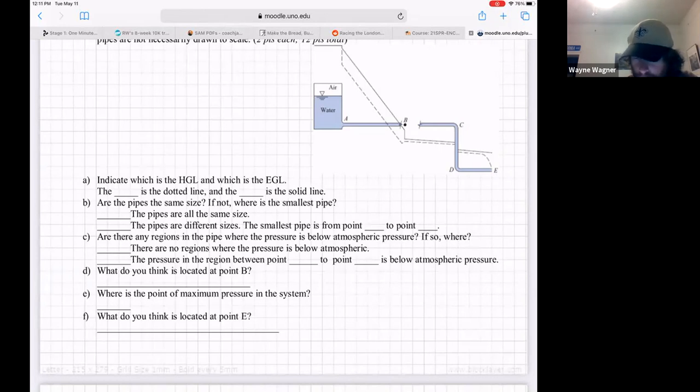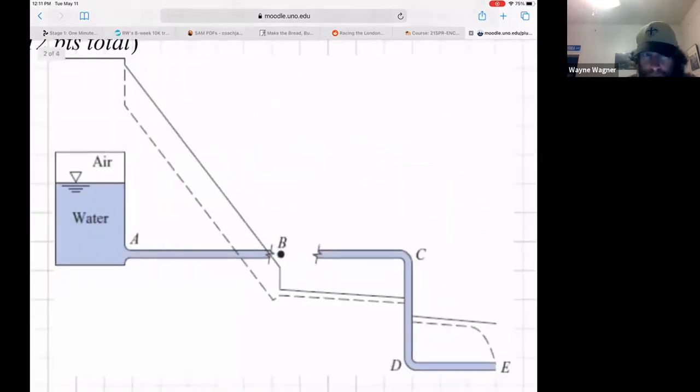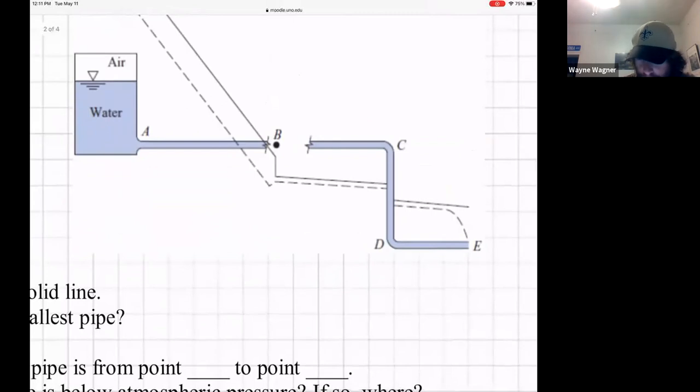Okay, so if I go to, say, point D, same thing, we've got a line going from our datum to D, and that's Z. And then I've got a line going from D to the dotted line, and that's our P on gamma. And then I've got a line going from the dotted line to the solid line, and that's V squared on 2G. So basically P on gamma, our pressure, is always going from Z to the dotted line.